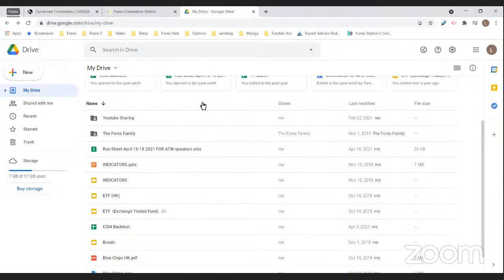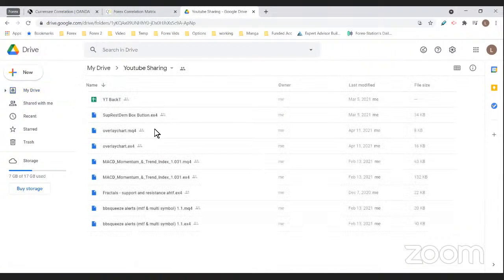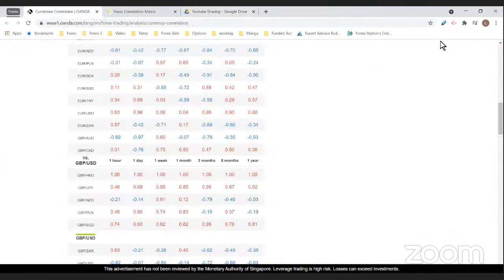Yep, I already uploaded the indicator. Let me see, it should be here. So this is the indicator I'll be talking about, the overlay chart. For those of you who are regulars in this show, you can use the same link, go in and download. But before that, let me jump in just to highlight a bit about correlations.